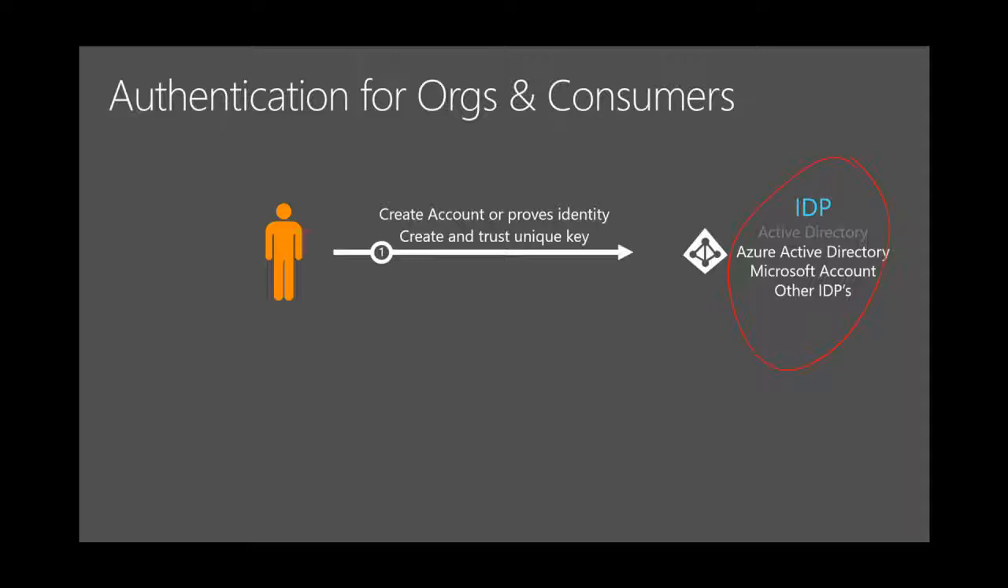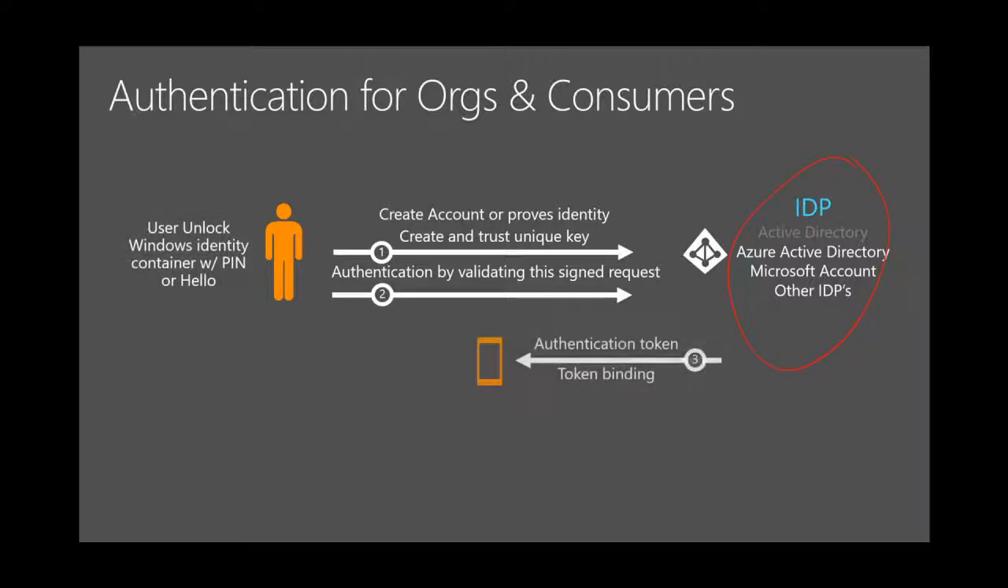Once this trust is created, there are two keys, a private key and a public key. Everybody can see the public key. The private key stays on the device. And now the user can authenticate against this identity provider in the future. Once that happens, the identity provider will also provide an authentication token to the device. Yes, you are who you are. You have proven that.